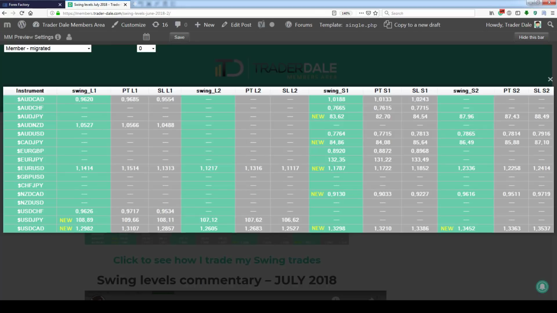So this is July table, and there are those two older levels from the previous month, and there is one new short which is at 1.1787. This is a profit target for this trade, and this is the stop loss. So let's now have a look how it went.